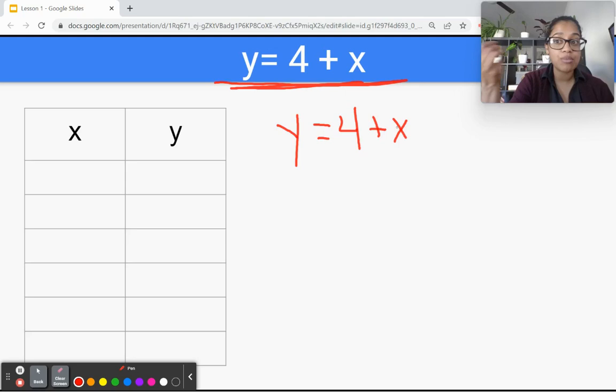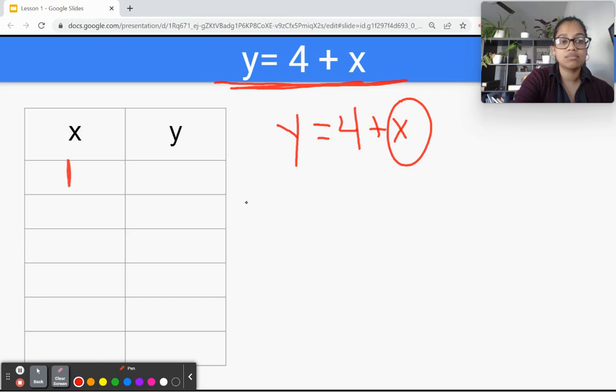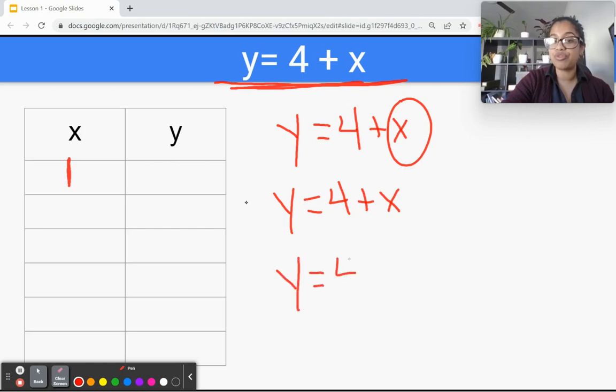So what I'm going to do is find a value for x. Let's say I'm going to make x 1. Okay, so I know that y equals 4 plus x. And since x in this case is 1, I know that y is going to equal 4 plus 1. And I know that 4 plus 1 is equal to 5. So y is equal to 5.